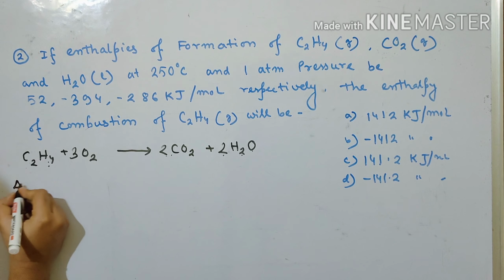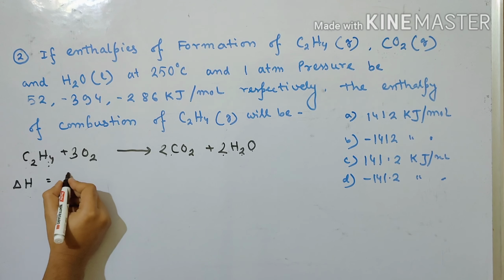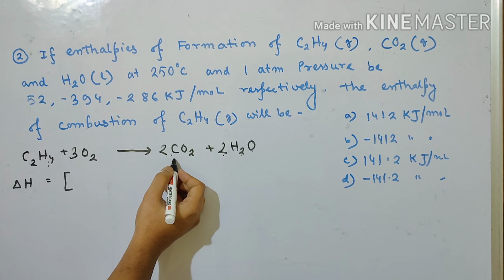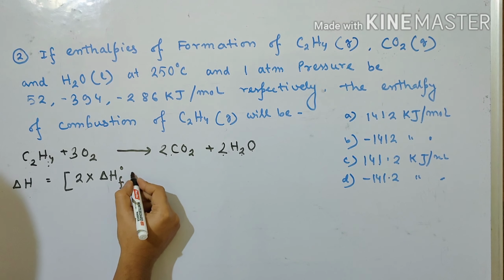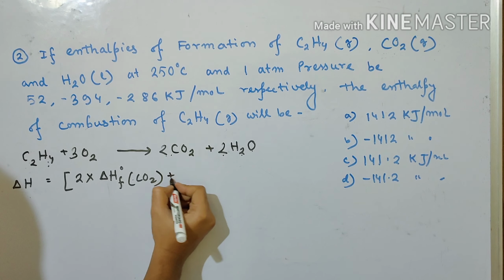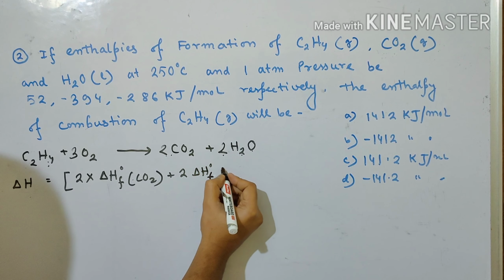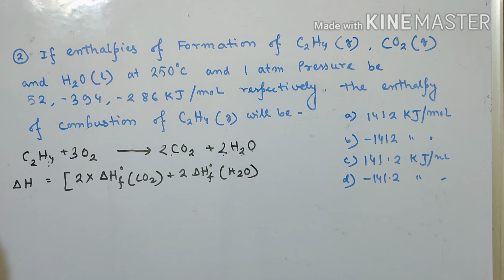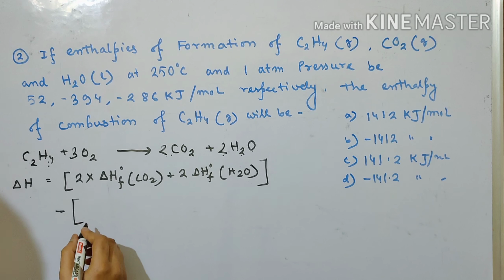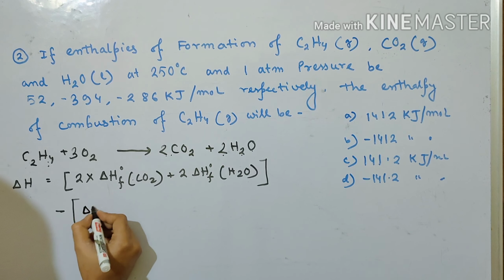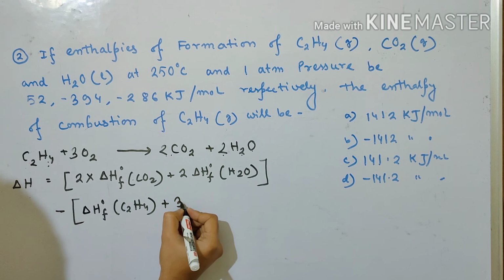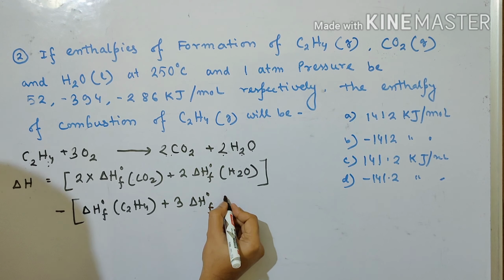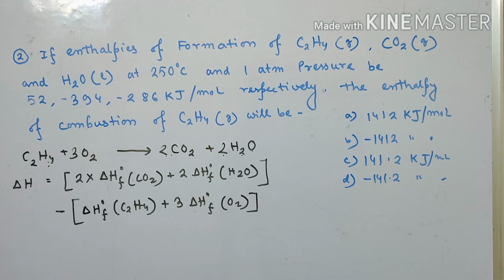Now delta H of the reaction should be equal to the heat of formation of the products, that is 2 into delta H F of CO2 plus 2 into heat of formation of water, minus the reactants, here it is C2H4, that is delta H of formation of C2H4 plus 3 into delta H of formation of O2. So this is the whole scenario.